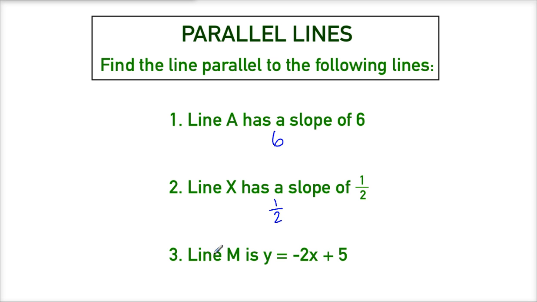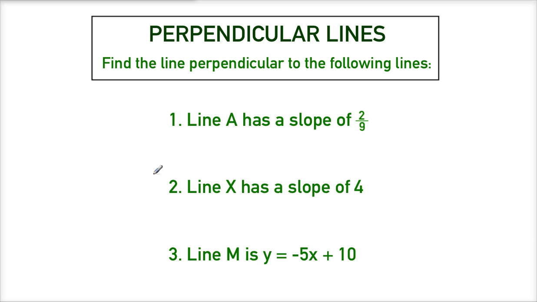Number 3 says line M is y equals -2x plus 5. In this equation, what number represents the slope? This one does right here. This represents m, and m is the slope. So if line M is y equals -2x plus 5, a line parallel to it will have a slope of -2 as well.